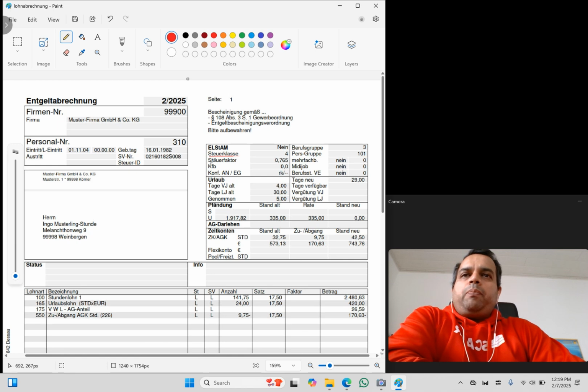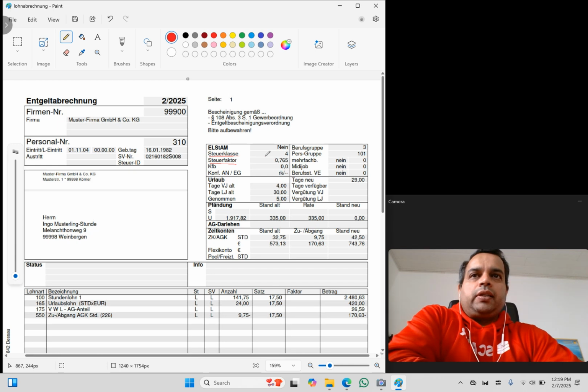The second part is called Steuerfaktor, which goes somewhat in the same direction as the income tax class you are in. So we will keep this topic for a detailed discussion at some later point.